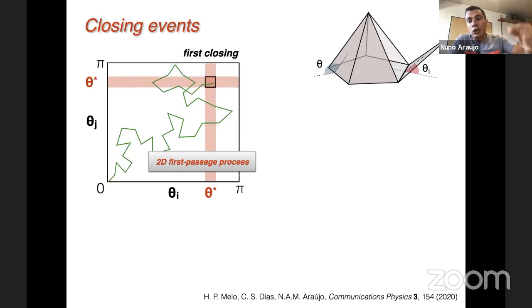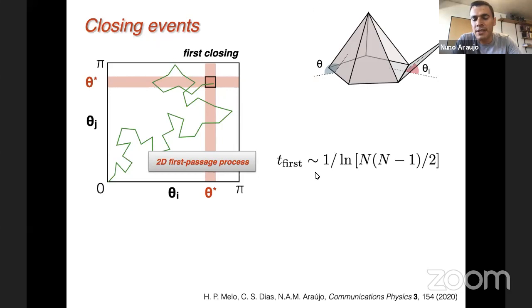But now, as we increase the number of faces in our pyramid, we will increase the number of possible pairs that can be the first ones to close. So in fact, we will have n times (n minus 1) over 2 possible pairs that can be the first ones to close. And so what we need to ask is, what is the typical time for the fastest of all these processes to occur? And this you can calculate, and what we'll see is that this time will scale with 1 over the logarithm of the number of pairs.